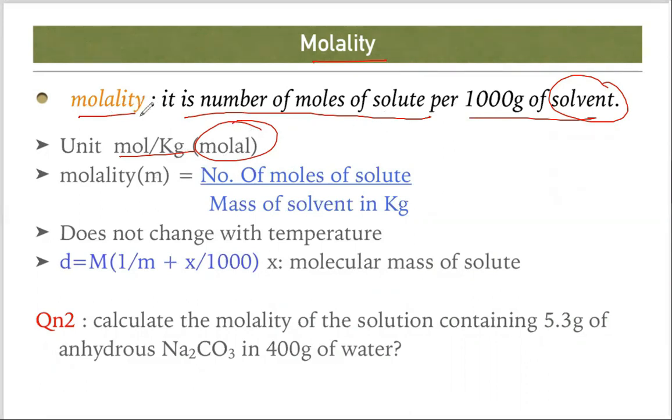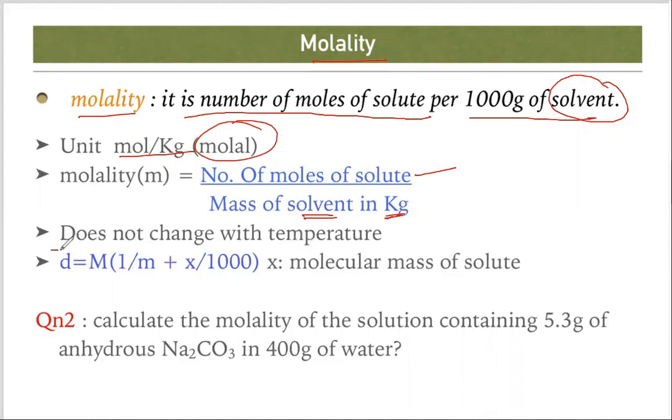So according to the statement, we can write the formula. Molality is equal to number of moles of solute divided by mass of solvent in kg. Remember, this is in kg, and we have to calculate for the solvent. This molality doesn't change with temperature, because molality doesn't have any volume term, whereas molarity has volume. So molarity changes with temperature.